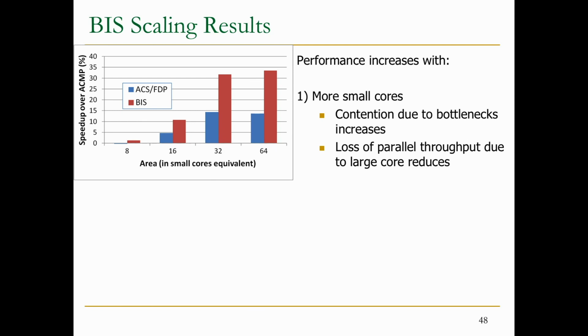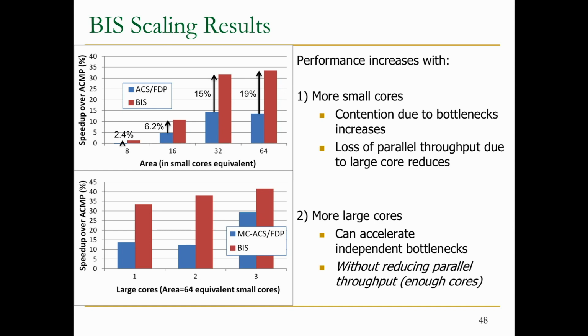Basically, over time, as the number of cores increases, contention due to bottlenecks increases, and loss of parallel throughput due to the large core reduces. So as a result, your performance benefits increase. This is comparison to ACS and FTP over here. In fact, ACS doesn't gain you benefits if you have a very small chip, as you can see. But as you have a large chip, ACS performance improves. I guess here something happened, I don't know. Maybe the scalability of the program is not large enough anyway. So you don't gain much from 32 to 64, as you can see in these workloads. But compared to ACS and FTP, you gain higher performance improvements.